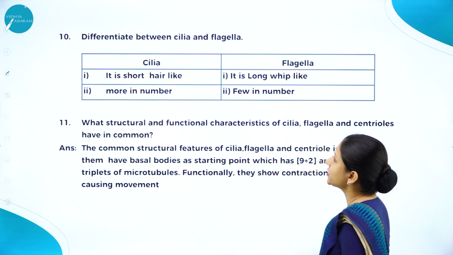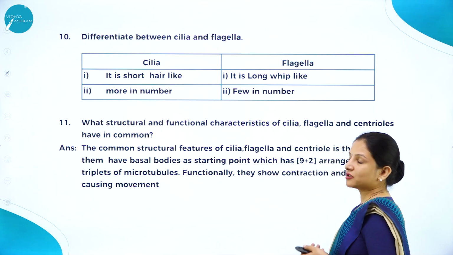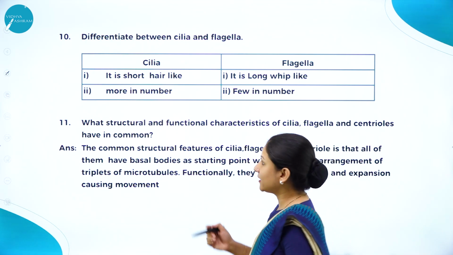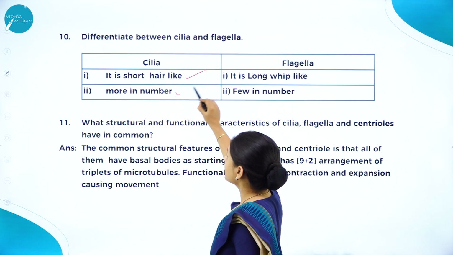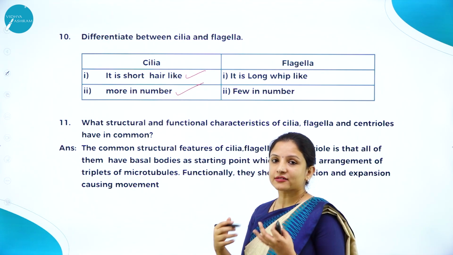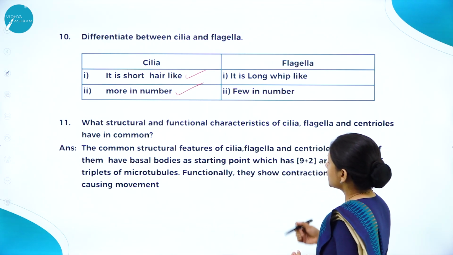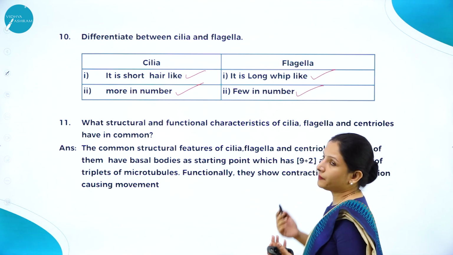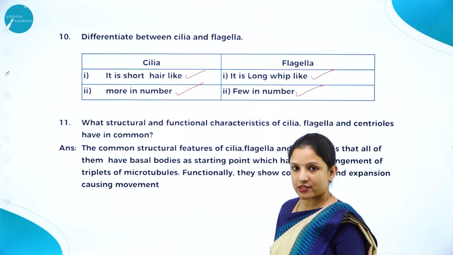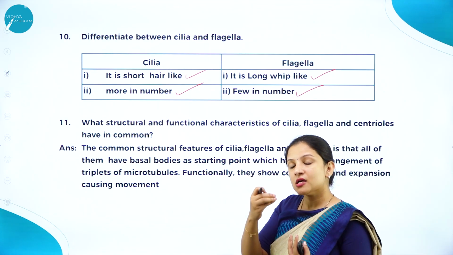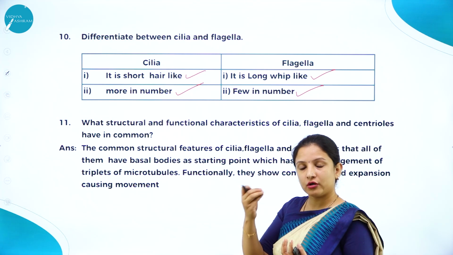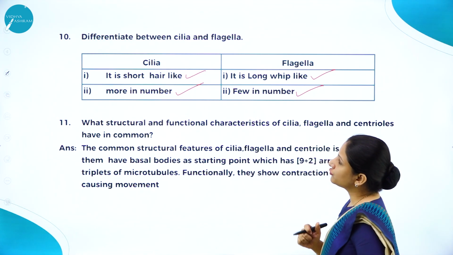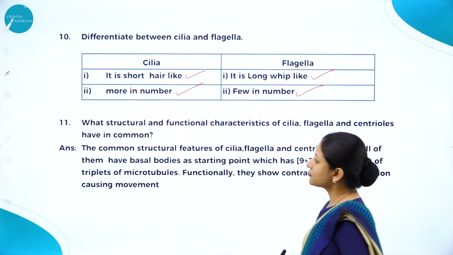Next question. Differentiate between cilia and flagella. This is also one of the important questions. Cilia, they are short and hair-like and quite more in number. They are in lakhs together. Flagella, they are long and whip-like and they are very few in number. For example, bacteria can have 2 to 4 flagella, but cilia are hair-like, just like how a comb looks, or the bristles of a brush, like that cilia looks. So 2 differences you write, you will get 2 marks here.